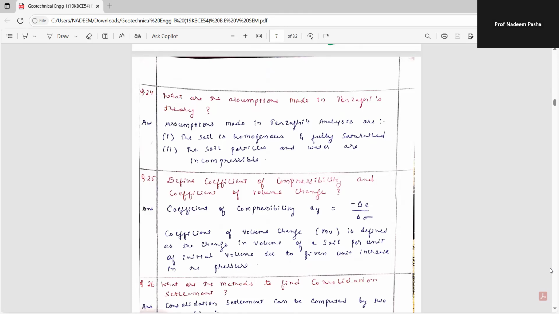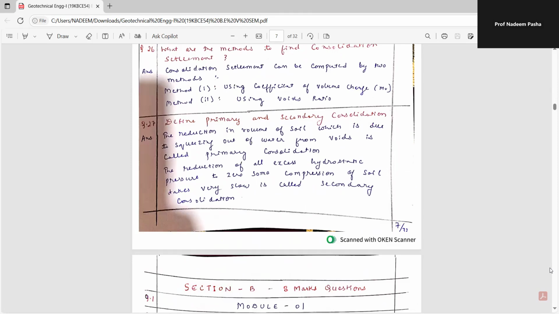What are the methods to determine consolidation settlement? Consolidation settlement can be computed with two methods: using coefficient of volume change mv, and the next method is using voids ratio. Define primary and secondary consolidation. The reduction in volume of soil due to squeezing out of water from voids is primary consolidation, whereas secondary consolidation is the further compression of soil after the excess hydrostatic pressure has dissipated to zero. It is very slow.